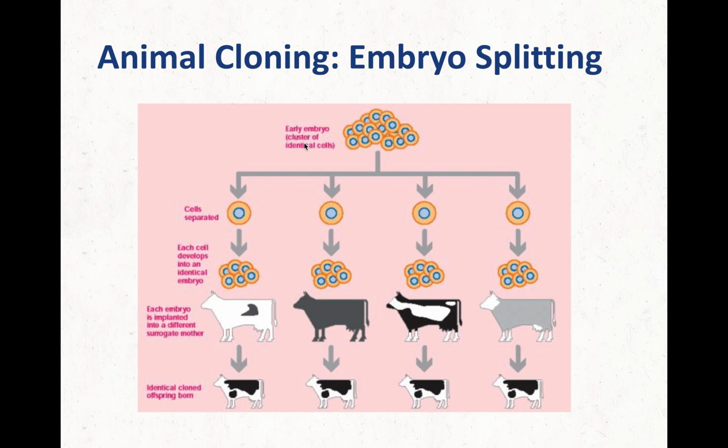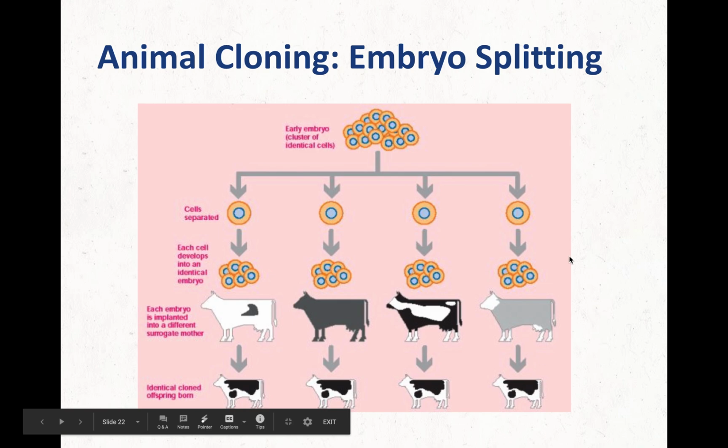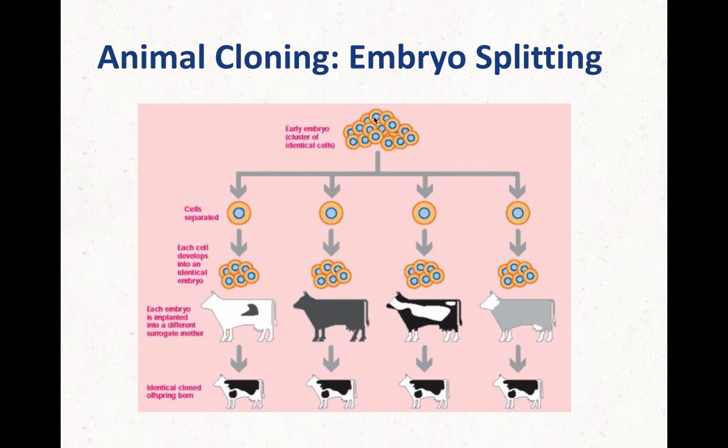So here we've got a bunch of cells up here, early embryo. In the laboratory, they separate some of these identical cells out of the blastocyst, separate them into the individual cells, let it grow to be a little bit of an embryo, and then implant them into surrogate mothers. So it doesn't matter what the mother looks like, the offspring are going to be identical because they've come from this original embryo. So this is called embryo splitting. You start with one embryo, you split the cells into separate embryos, implant them into surrogates, and you get clones.